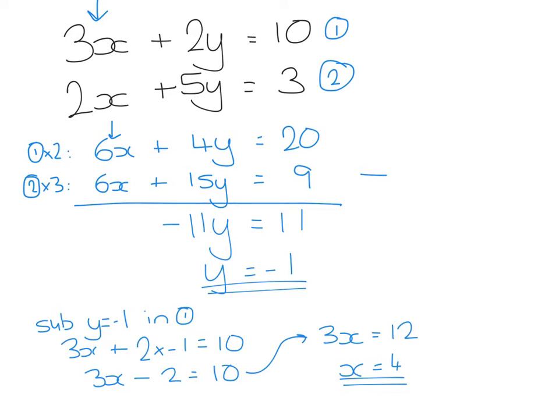I can always double check my answer as well by using the other equation that I haven't done yet. So as I used 1 for my substitution, I'll use 2 to check it. So this is where we're looking now. 2 times the value of x, so 2 times 4, which is 8. And then 5 times the value of y, 5 times minus 1 is minus 5. 8 plus minus 5 does give us 3, so we know that we've got that right.